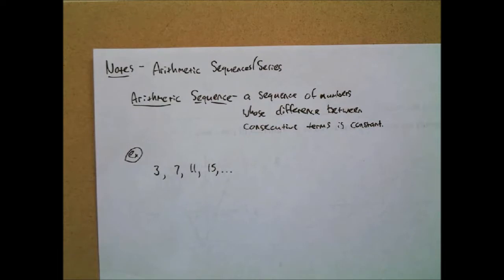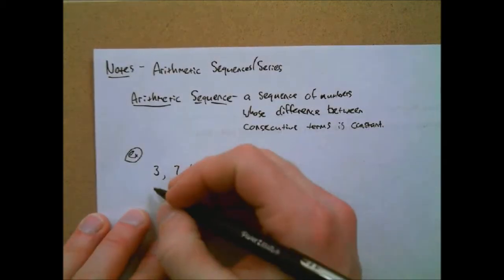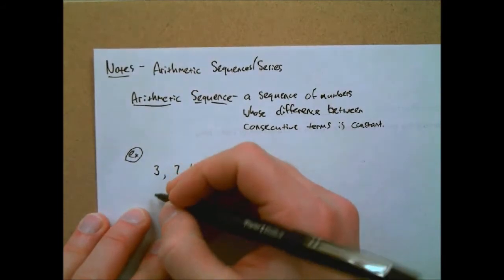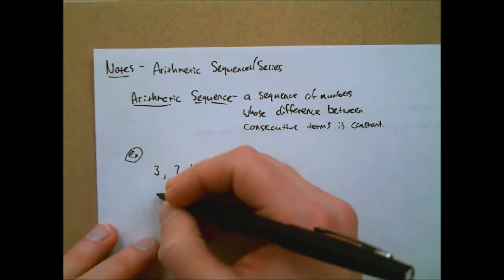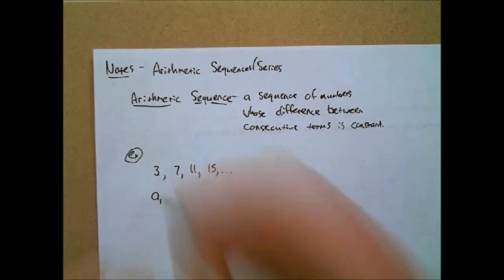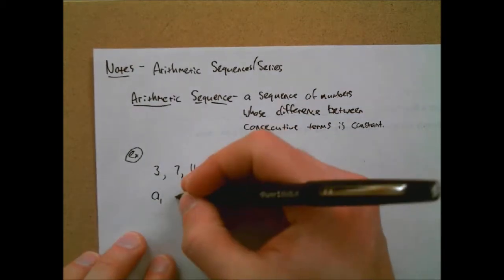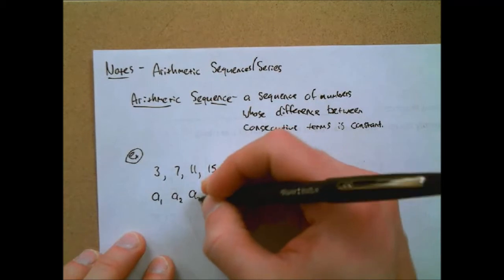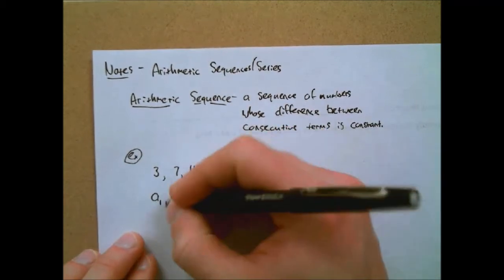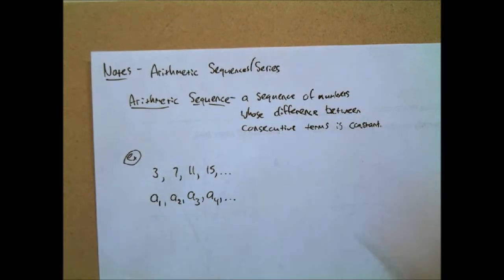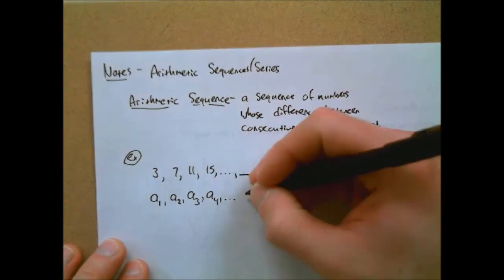So, 3, 7, 11, 15. Before we get into what the actual pattern is here, I want to describe a few things. 3 is designated as the first term, or term 1, because it's the beginning of our sequence. One way we symbolically represent the first term is A sub 1. The next term will be A sub 2, then A sub 3, and A sub 4, on and on. And then we could go out and have A sub n.